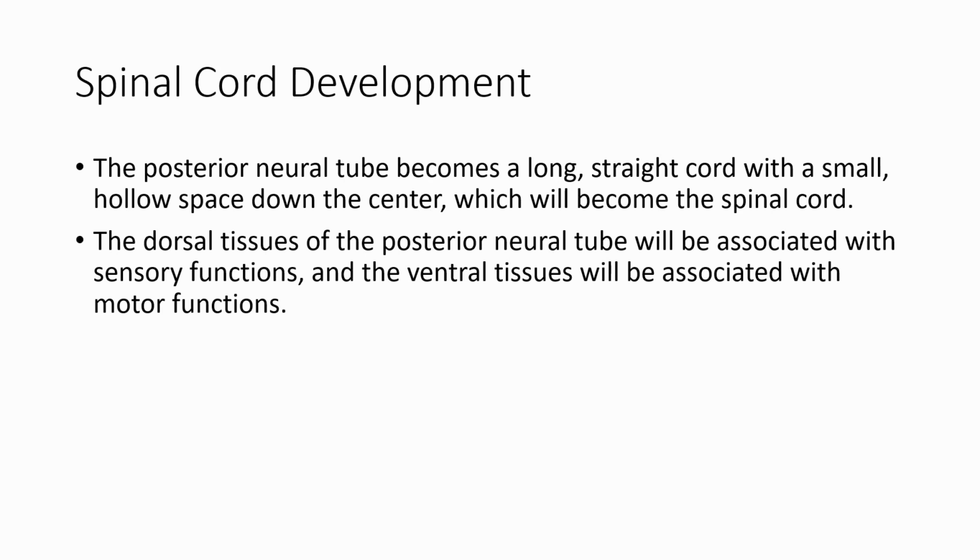And then we have to develop the spinal cord too. So that posterior neural tube is going to be that long straight cord, a little tiny hollow space down the center. That's going to become the spinal cord. So the dorsal tissues, the tissues on the back of the posterior neural tube, are going to be associated with sensory. The ventral tissues, right, the ones towards the belly, are going to be associated with motor functions. So we're seeing a split even within that neural tube of which part's going to handle what in terms of what type of information.